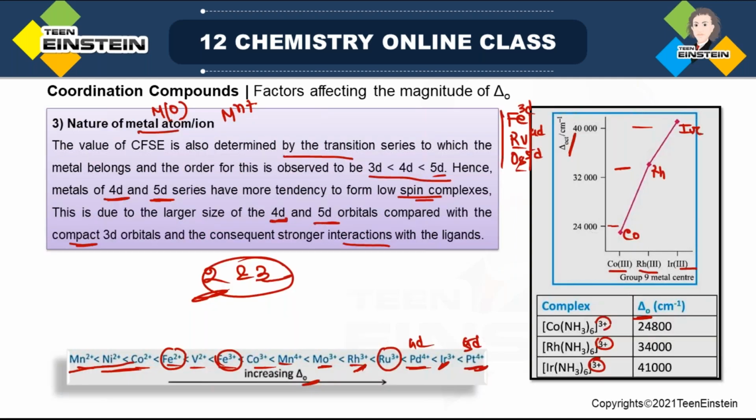Next day we'll see crystal field splitting in tetrahedral field, because if you keep all the factors same, that is metal same, ligand same, oxidation state same, all the 3 points that we have discussed are the same. But now from octahedral you are switching to tetrahedral. Then also there is some variation that you will see in the next class.